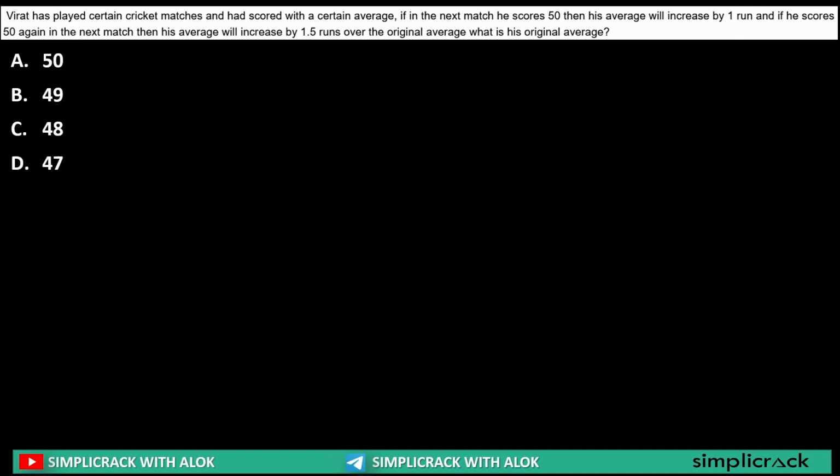Virat had played a certain number of cricket matches with a certain average. In the next match he scores 50. So let the number of matches be M and the average be X. The total score he has done is equal to M times X. Now in the next match he scored 50, so his average now is 1 run higher, sorry, the average is X plus 1. The number of matches will be M plus 1.